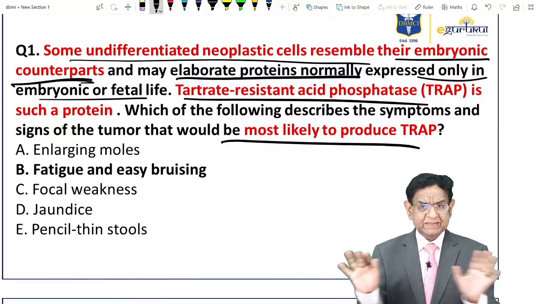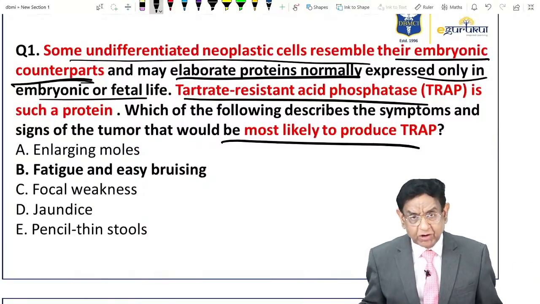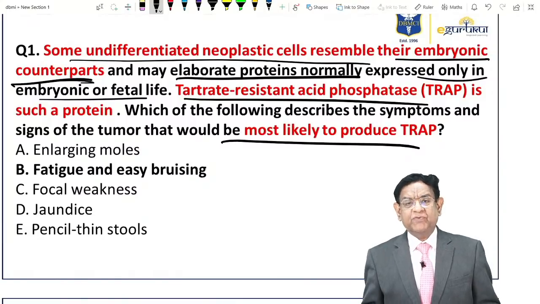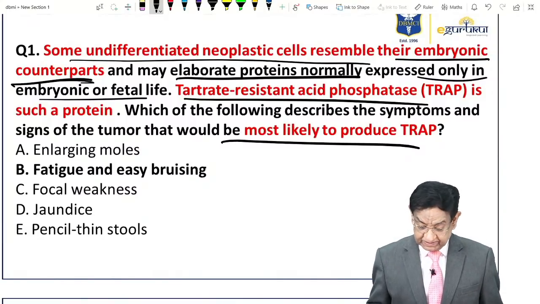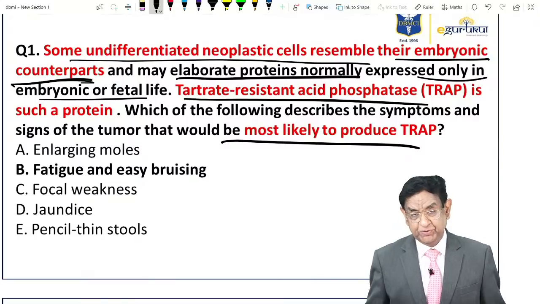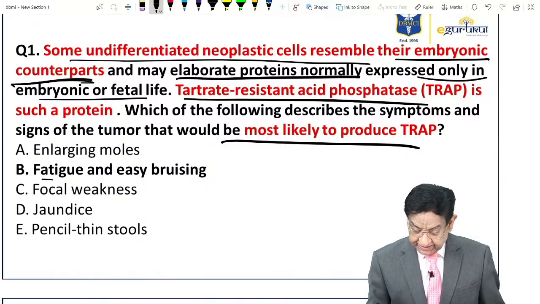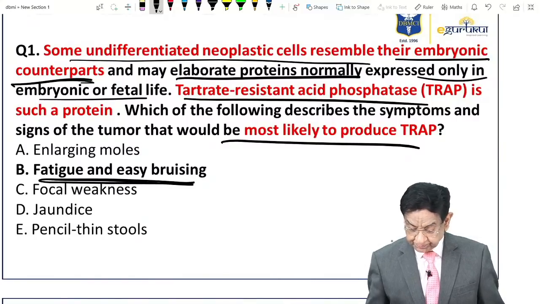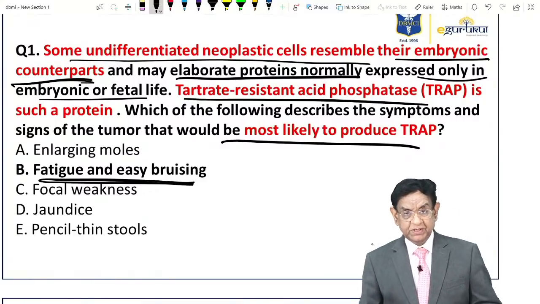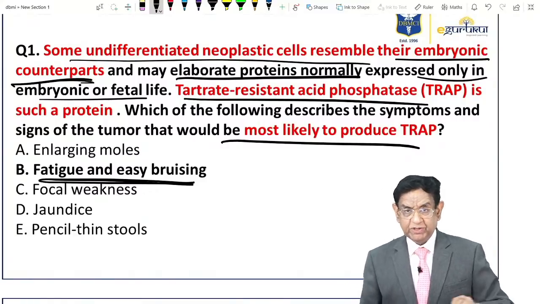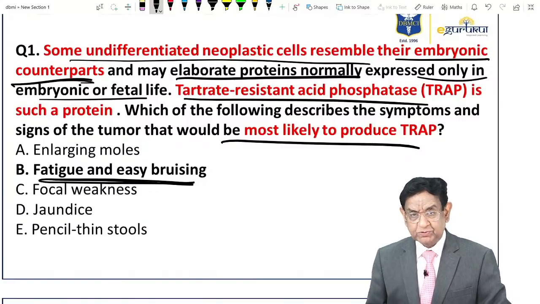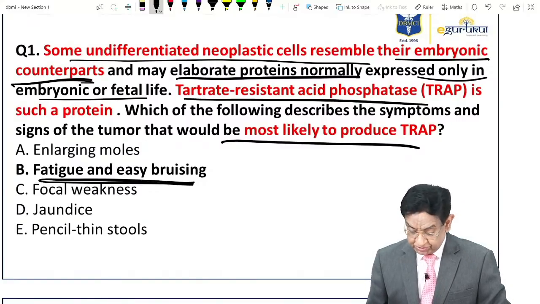but he didn't ask what the likely cause is. He simply said, what can be the presentation? Lovely question, beautifully framed question. Fatigue and easy bruising. What is this? So for that we have to learn embryology, and we have to learn oncology also, oncopathology also.